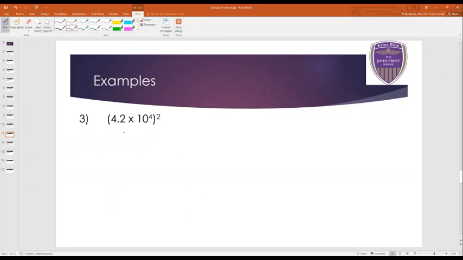So obviously it looks a little bit different here, but remember that anything squared means times by itself, doesn't it? And this is just a way that it's written in a test sometimes to try and confuse you. This means 4.2 times 10 to the power of 4 times by itself. So it's the same as writing 4.2 times 10 to the power of 4 times by 4.2 times 10 to the power of 4. So that's what we'll do, okay?